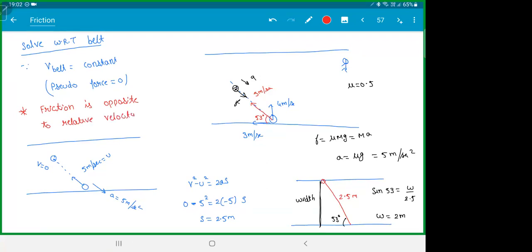If you try to do it in the ground frame, it looks quite complex. But with respect to the belt, it is easy to see. It is just a straight line motion, 1D. So the coin goes there and just stops here. Means it's almost on the edge. It will fall off if you push a little more. So you travel 2.5 meters at an angle. Find the width from there.